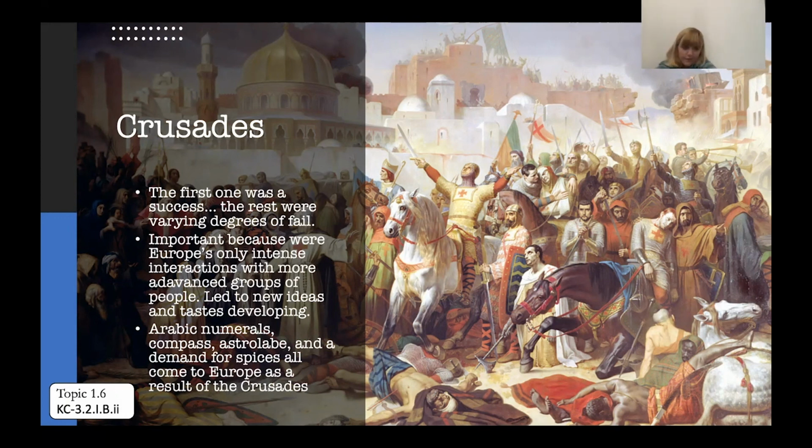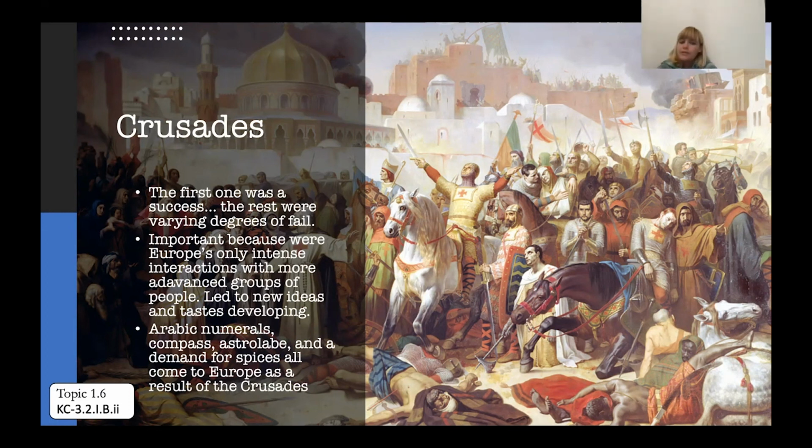So again, the first one is successful in that they do actually expel Muslims from Jerusalem, but it doesn't last very long, and Muslims return to Jerusalem, and then the Pope's going to try to send another crusade. It's going to happen again, and it's just going to be a disaster. So again, what you need to know, you don't need to know all the gory details, and there are a lot of them, lots of murder, rape, and pillage, lots of children being killed, and the Crusades are pretty awful.